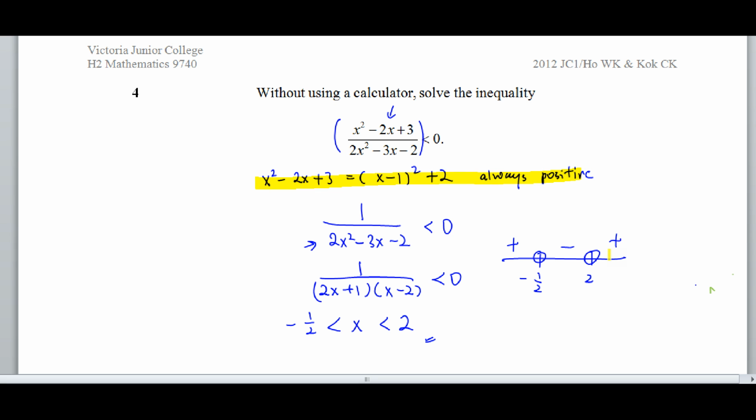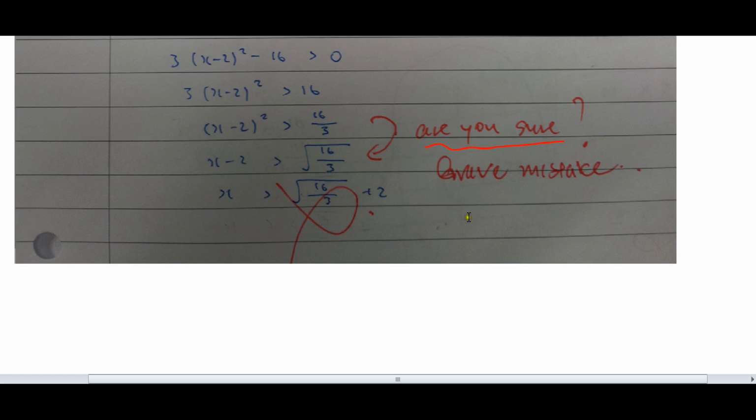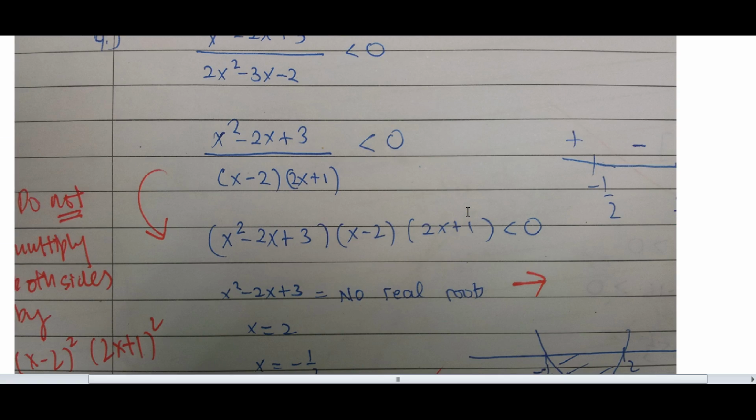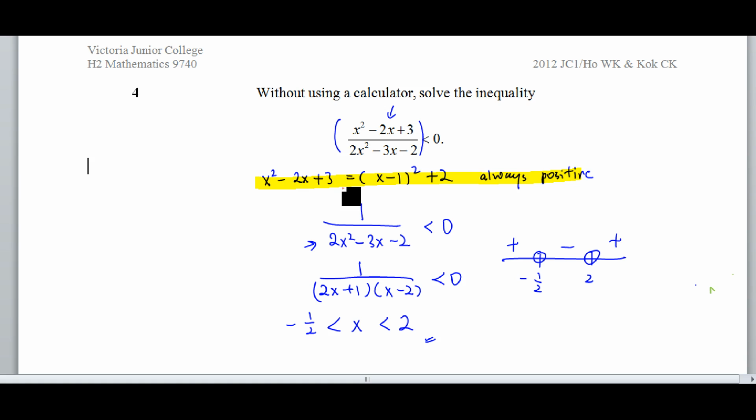Alright? Another mistake that I want to point out is this. Look here. For question 4, look at what is in this student's script. Now what happened from here to here? What he or she did was to multiply both sides by x minus 2, 2x plus 1 squared, and you get here. Now in this case again, you will not be penalized because you can get the answer. Now can I then ask a question?